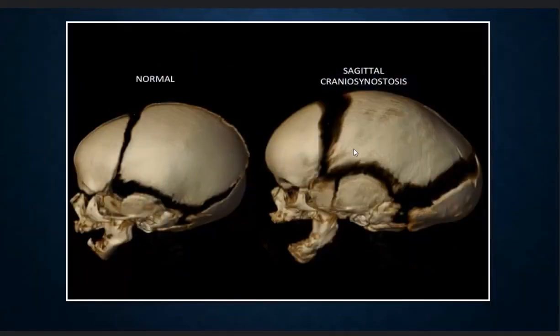لو نشوف السكافوسيفالي by X-ray شوفوا expansion between the coronal and the lambdoid suture سوت لي prominent forehead and the prominent occiput. السكافوسيفالي ممكن نسميه sagittal craniosynostosis لأنه premature fusion happened in the sagittal suture. ممكن نسمي البراكيسيفالي coronal craniosynostosis والplagiocephaly according if it involves the lambdoid or the coronal suture.